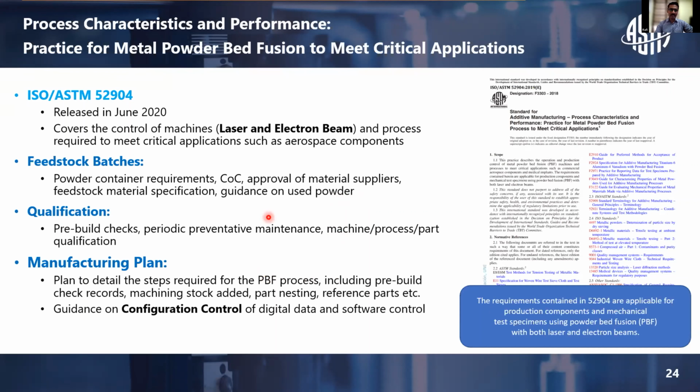This needs to be performed if you need to produce a part for critical applications. Similarly, the qualification requirements talk about the pre-build checks and periodic maintenance, and what are the steps you need to make sure that your machine, the process, and the part are qualified properly. So before going to print a part for an actual end-use application, you have to make sure that all these requirements are met, and then only you can go and do your first article printing.